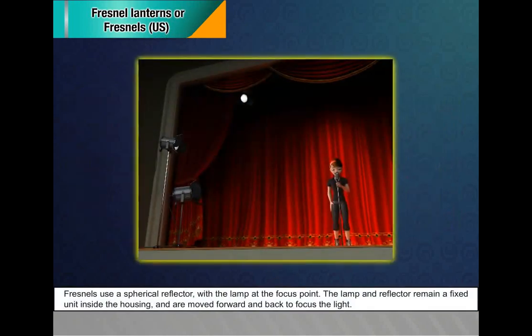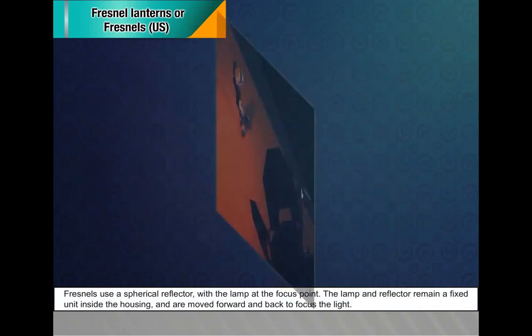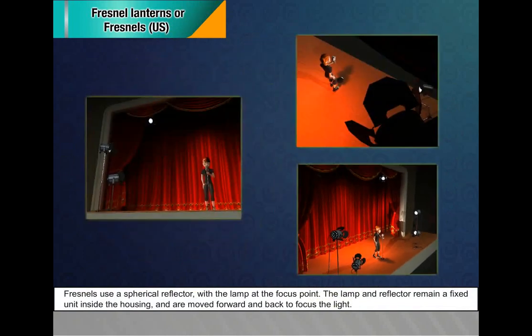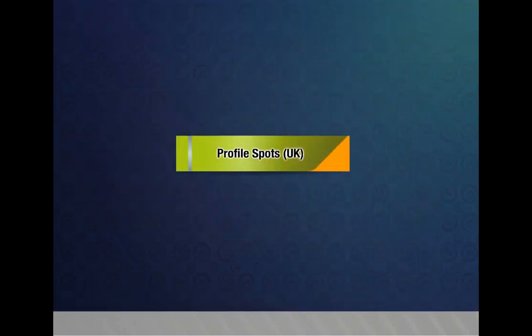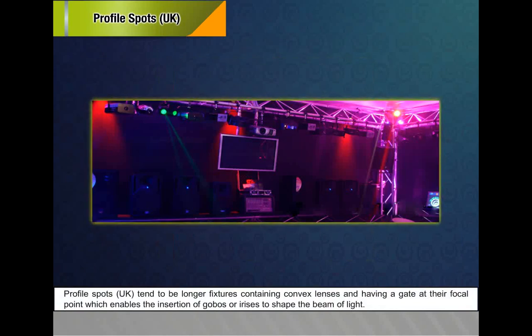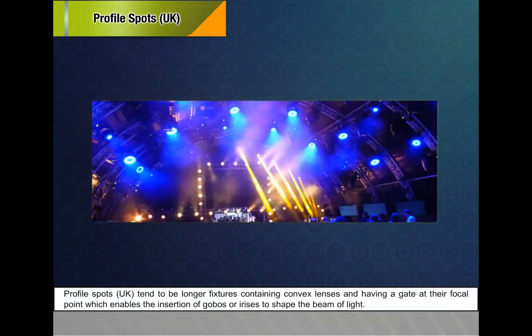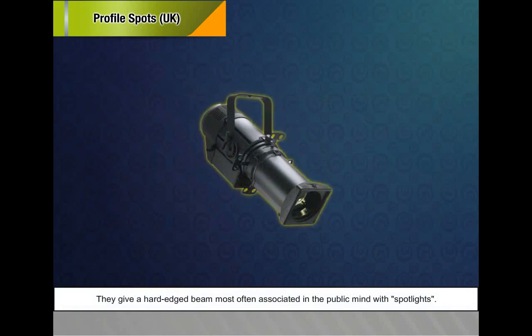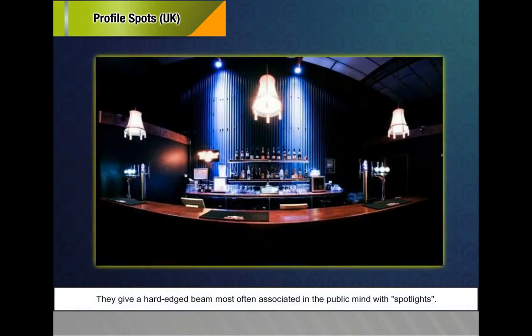Fresnels use a spherical reflector with a lamp at the focus point. The lamp and reflector remain a fixed unit inside the housing and are moved forward and back to focus the light. Profile spots (UK). Profile spots tend to be longer fixtures containing convex lenses and having a gate at their focal point, which enables the insertion of gobos or irises to shape the beam of light. They give a hard-edged beam, most often associated in the public mind with spotlights.